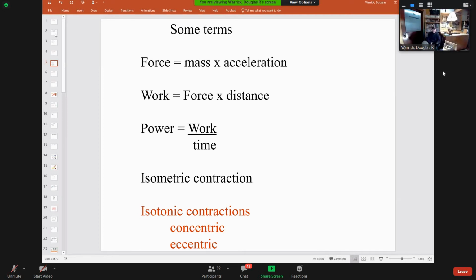Anyway, most of those yoga poses are isometric contractions. You're recruiting muscles. You're holding your own body mass against gravity, but you're not actually moving much.